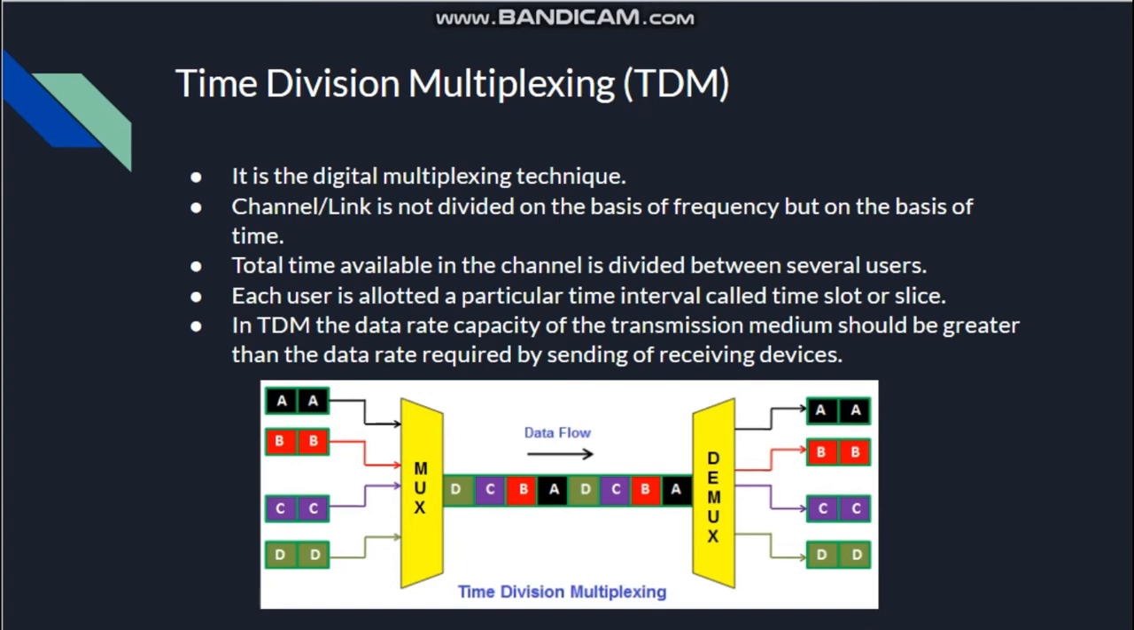In TDM, the data rate capacity of the transmission medium should be greater than the data rate required by the sending or the receiving device.